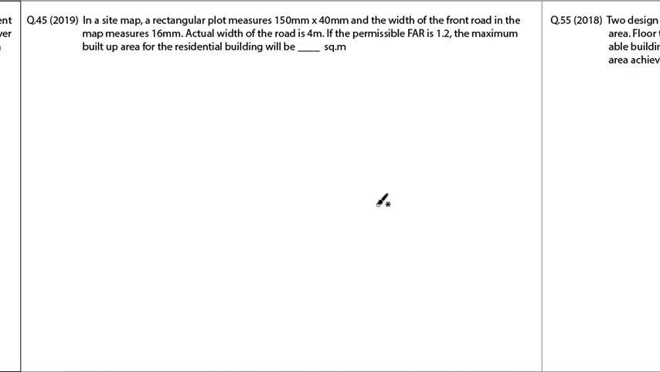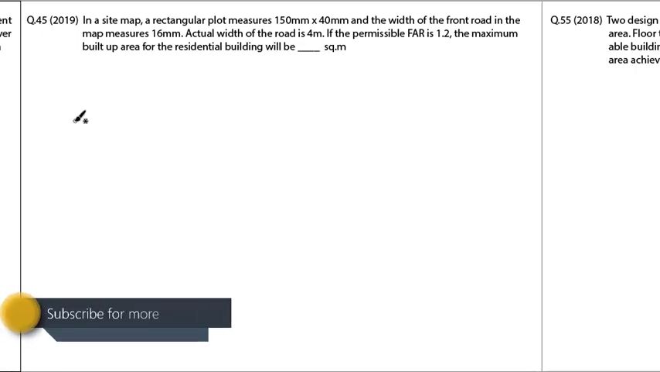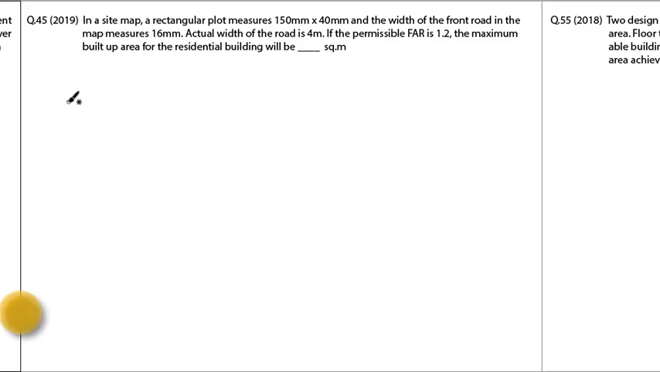And continuing further, a site map. In a site map, a rectangular plot measures 150 mm by 40 mm and the width of the front road in the map measures 16 mm. Actual width of the road is 4 meter. If the permissible FAR is 1.2, then the maximum built up area for a residential building will be.